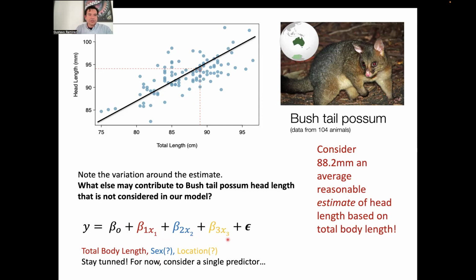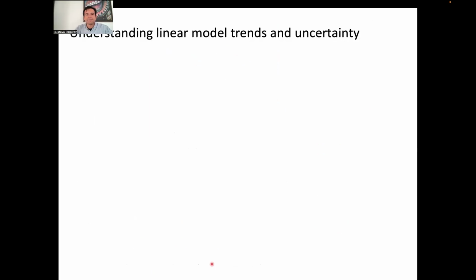And also location, like I was mentioning. Some sort of nutritional deficiency, like in iron or some other mineral, can ultimately affect the length of the head independently of the length of the rest of the body. Those are potential confounding variables that you could easily incorporate into a multiple linear regression model. We don't play around with these for another while, I think we'll see this at the end of the week. So just stay tuned for that. But for now, we're back to considering a single predictor. So what do we want to do here? We want to understand linear model trends and uncertainty.